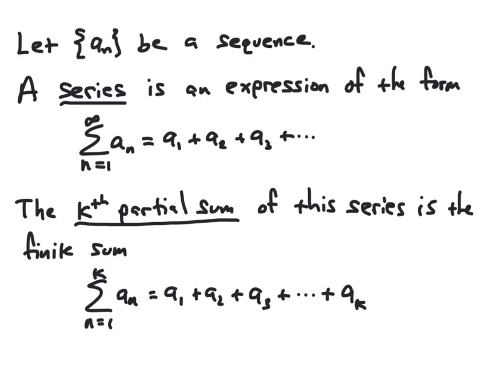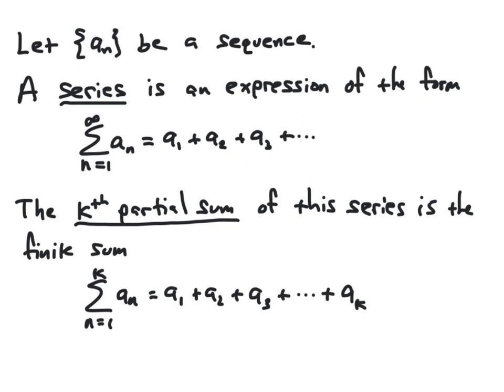We're now going to formalize the ideas in the previous example. We're going to start by letting a sub n be any sequence of numbers. A series is just an expression of the form the sum n equal 1 to infinity of a sub n, so it's the infinite sum a1 plus a2 plus a3, and so on. We're simply adding together formally all of the terms in the given sequence.